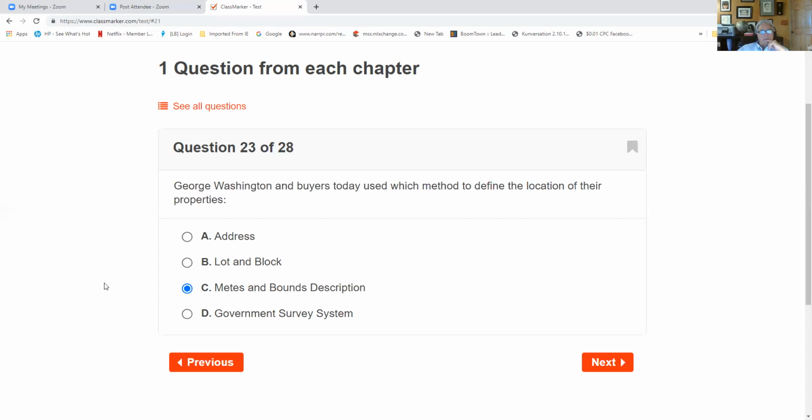That metes and bounds description that's created by the surveyor is included with your deed and included with your mortgage. That's why it's known as the legal definition.